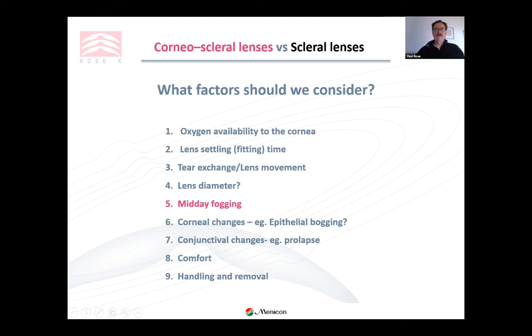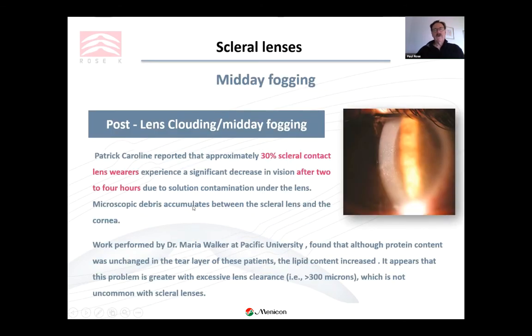What about midday fogging? Midday fogging was something we used to have to worry about with corneal lenses, but as soon as we got into scleral lenses, Pat Caroline's studies show that around 1/3 of patients experience midday fogging after 2 to 4 hours of wear. Very inconvenient because it cuts your vision down. The patient needs to take the lenses out, refresh the solution in the lens, and put it back in. They're not particularly convenient. What causes it?